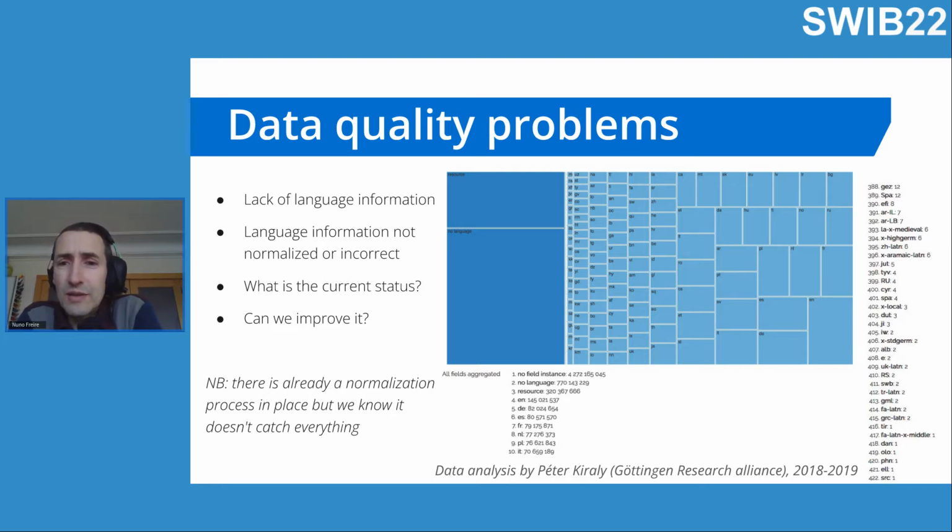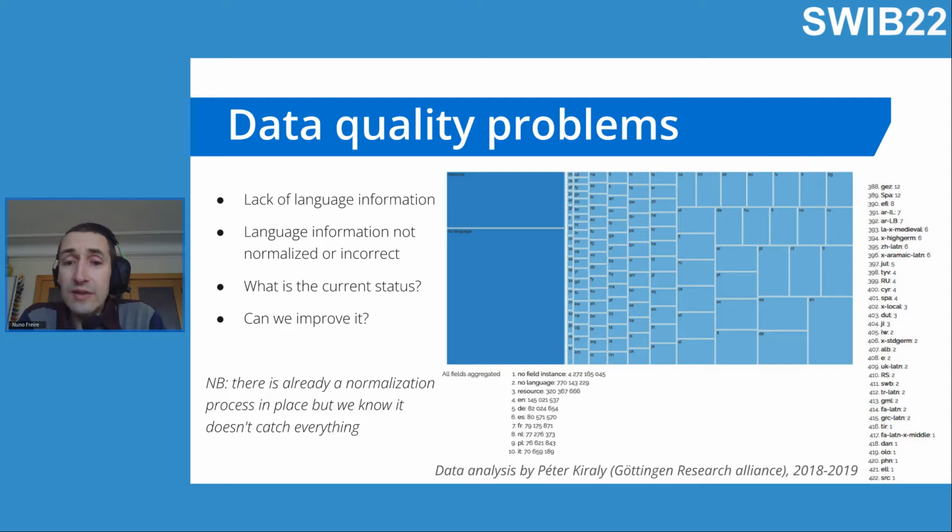There have been some earlier studies around language information in Europeana, which have identified some data quality problems related with language information. It's not always present, and even when it's present, it's not always correct. It's not following the standards. So we are interested in knowing what is the current status of the Europeana dataset regarding this language information, and we want to know if we can improve it.